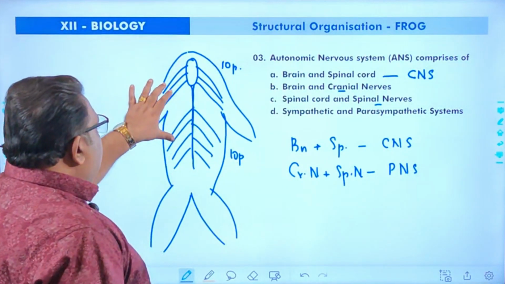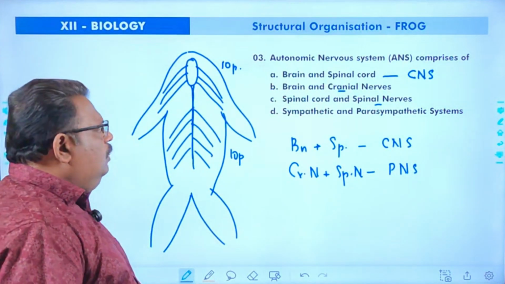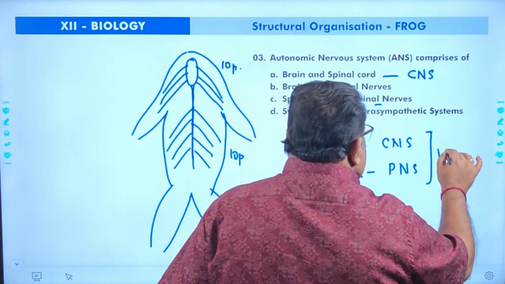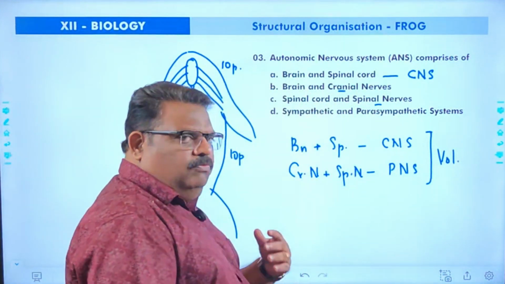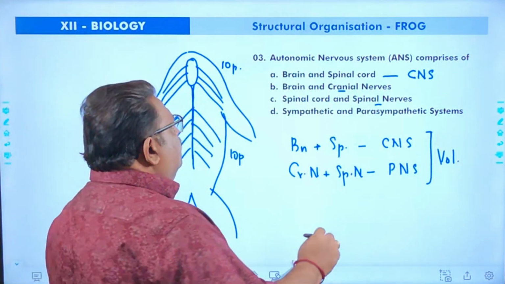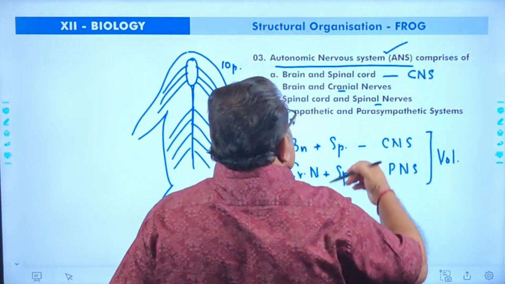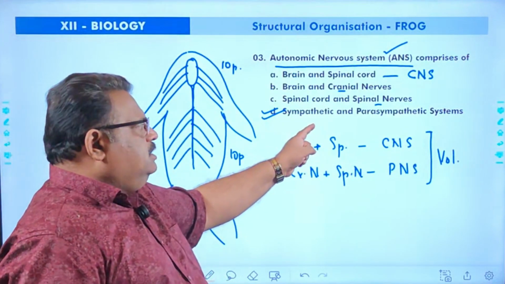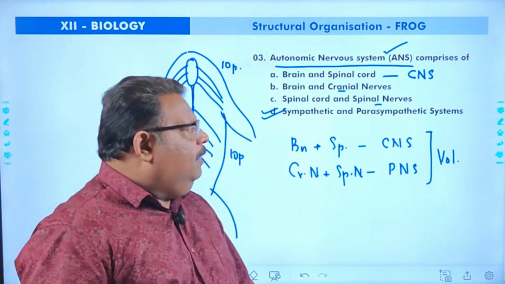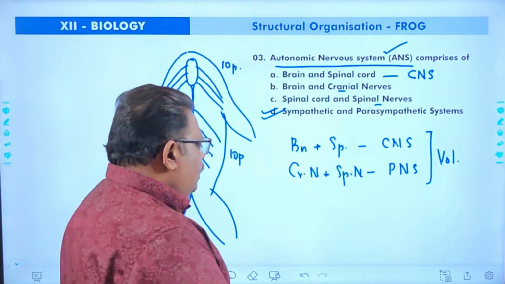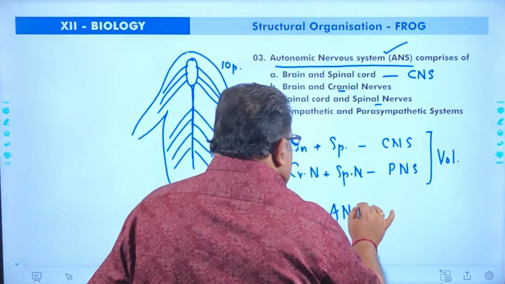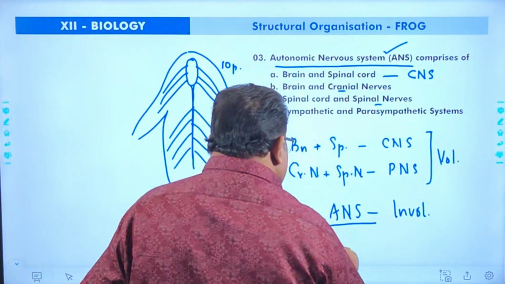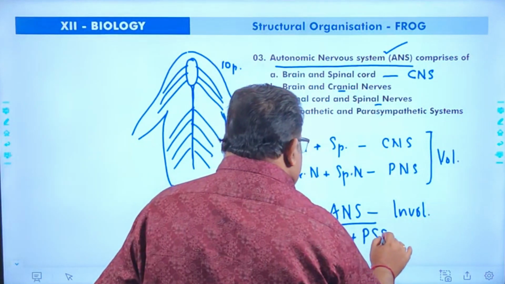This is the central nervous system. This is the peripheral nervous system. Both the central nervous system as well as the peripheral nervous system control the voluntary functions of the body. Involuntary functions are controlled by an additional system. That system is called the autonomic nervous system, otherwise called ANS, where two types of systems are integrated. One is called the sympathetic system and the other one is called the parasympathetic system, and they control the involuntary functions of the body. That means the autonomic nervous system refers to the control of involuntary functions and comprises the sympathetic system and parasympathetic system.